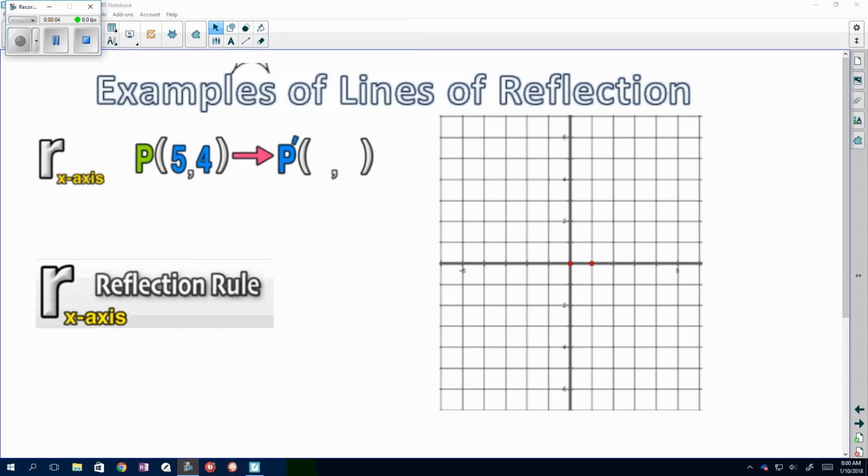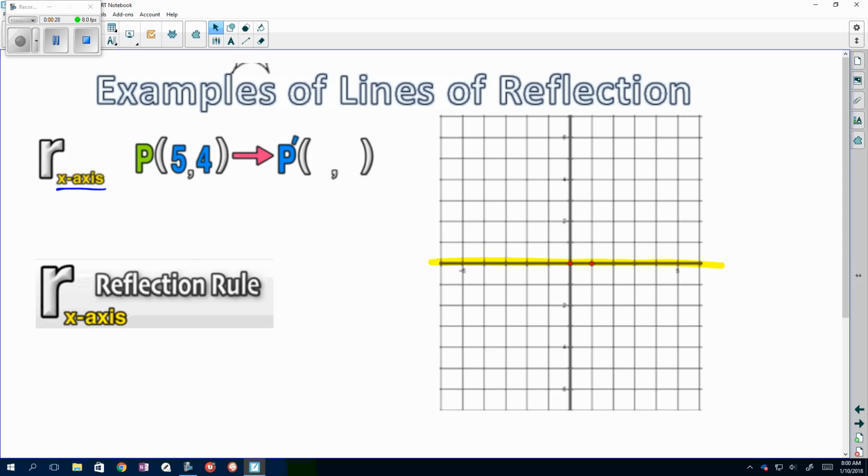Okay, here are examples. Hopefully this might be a review. If not, just pay attention to how to get to your reflection point, depending on your line of reflection. So right here, we have lowercase r, and then we have the subscript of x-axis. That means that we're going to reflect our point over the x-axis. So I just highlighted that.